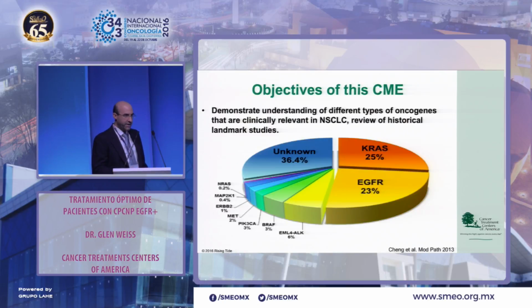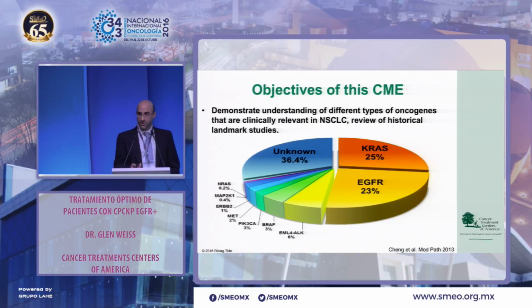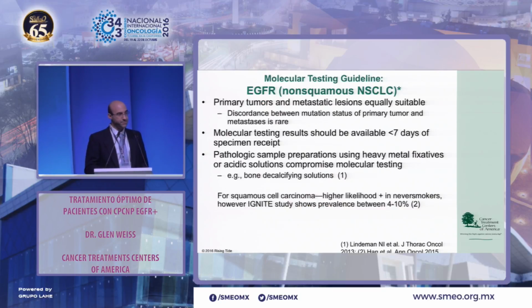Looking at the molecular breakdown of non-small cell lung cancer, in a primarily Caucasian population, EGFR and KRAS are the predominant molecular mutations, followed by gene fusions, ALK, and some other mutations: BRAF, PI3 kinase, MET, HER2, and NRAS. And then there's still a portion of patients for which we don't know what may be a molecular driver. We've also heard about immunotherapy as a potential treatment for patients as well.